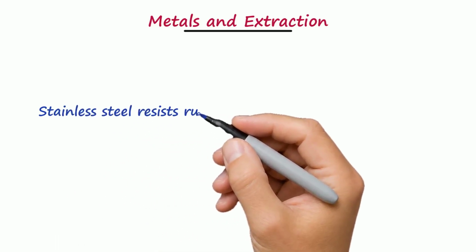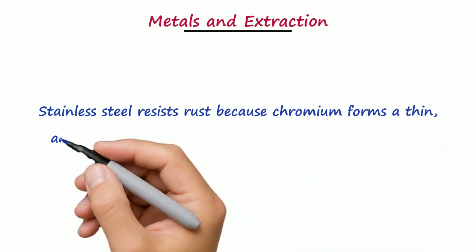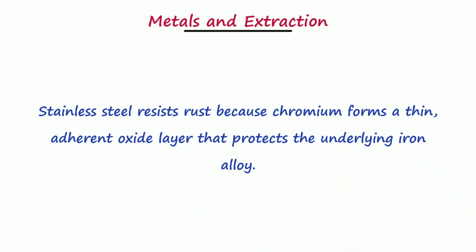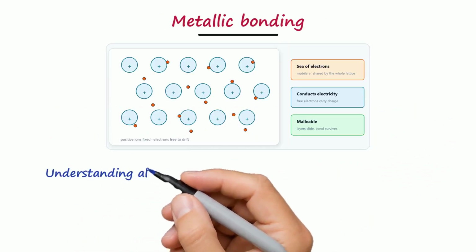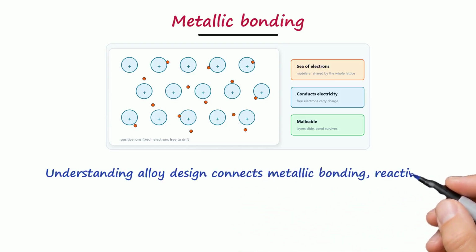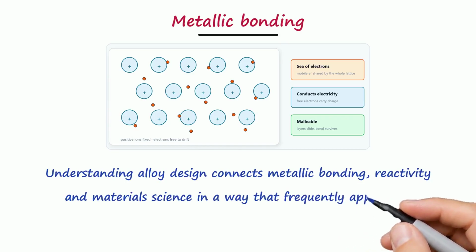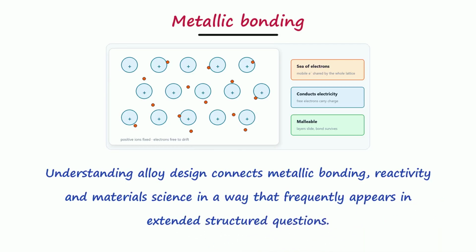Stainless steel resists rust because chromium forms a thin, adherent oxide layer that protects the underlying iron alloy. Understanding alloy design connects metallic bonding, reactivity, and materials science in a way that frequently appears in extended structured questions.